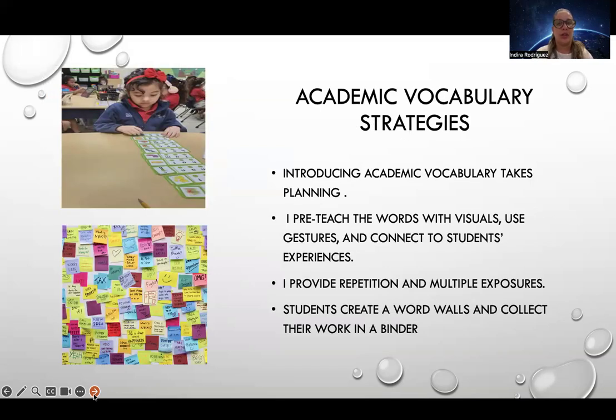Academic vocabulary strategies. Introducing academic vocabulary takes intentional planning. I also pre-teach the words with visuals, using gestures, and connecting to a student's experience. I provide repetition and multiple exposures.